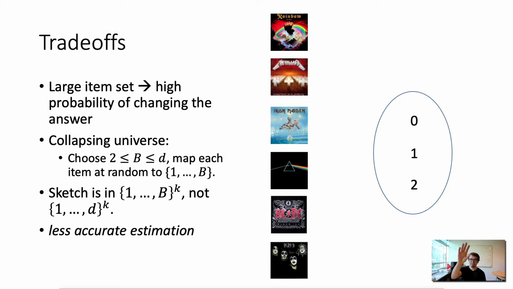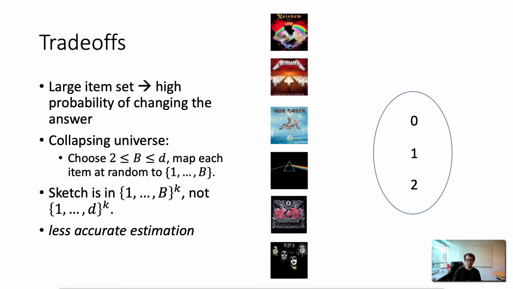Here we had 6 different album covers. In general, we might have 50,000, 60,000, many thousands of items. So we have a large item set. If we then were to apply this generalized randomized response, there would be a high probability that we have to change the answer. And that means that all of this signal is basically lost.